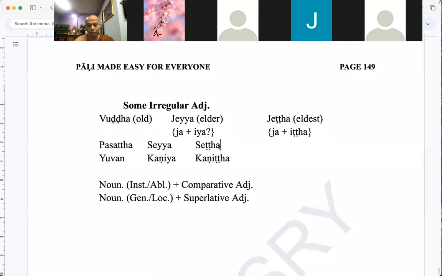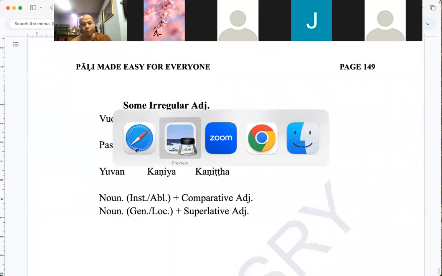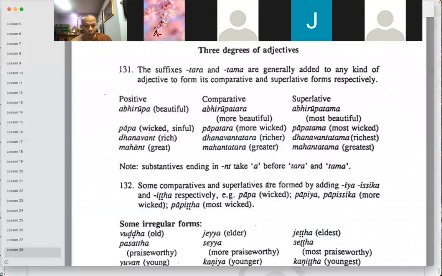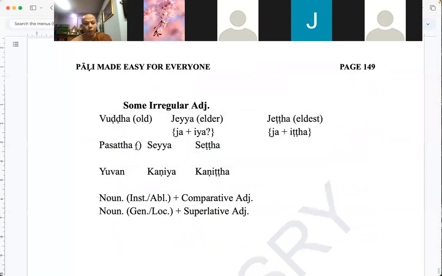So the same way, now pasattha. So pasattha is maybe praised or praiseworthy. Yeah, praiseworthy. Actually good also. Yeah.